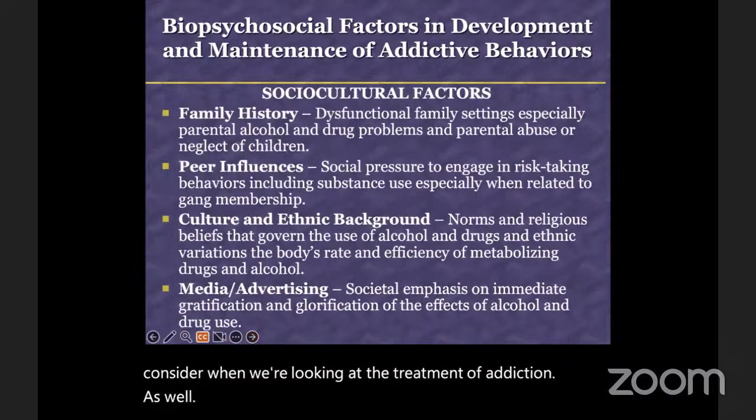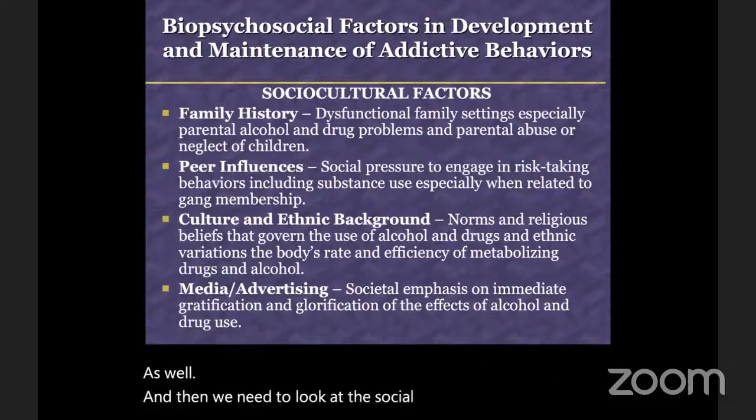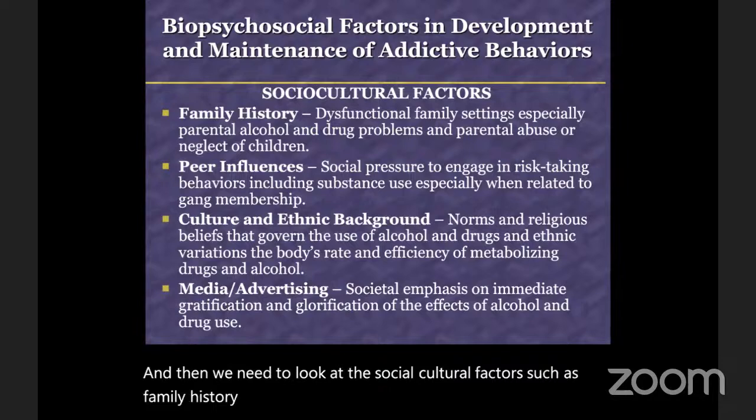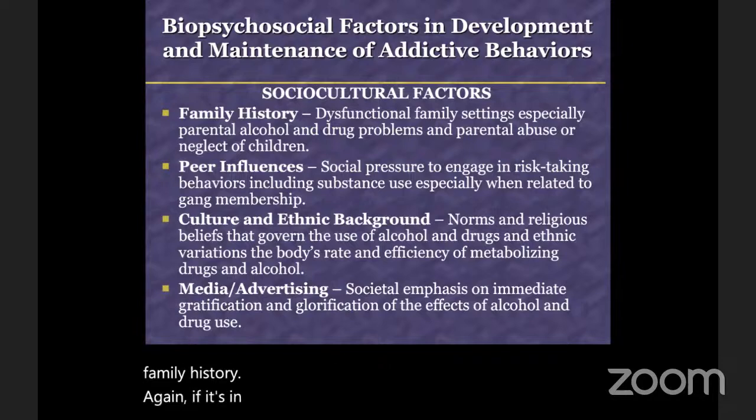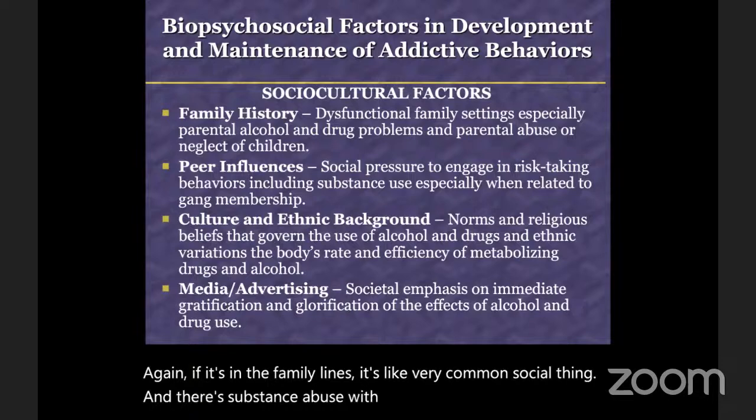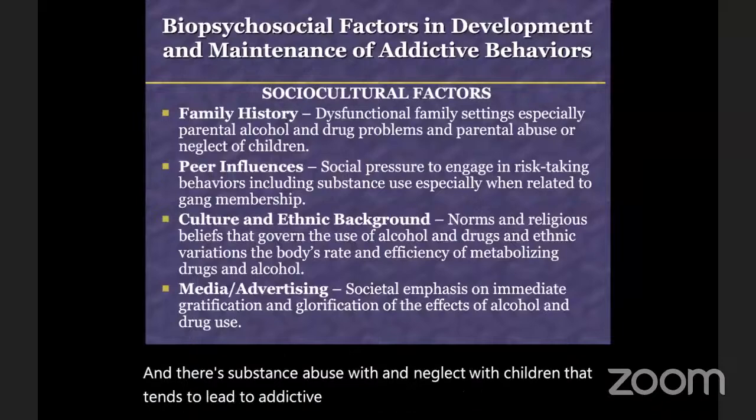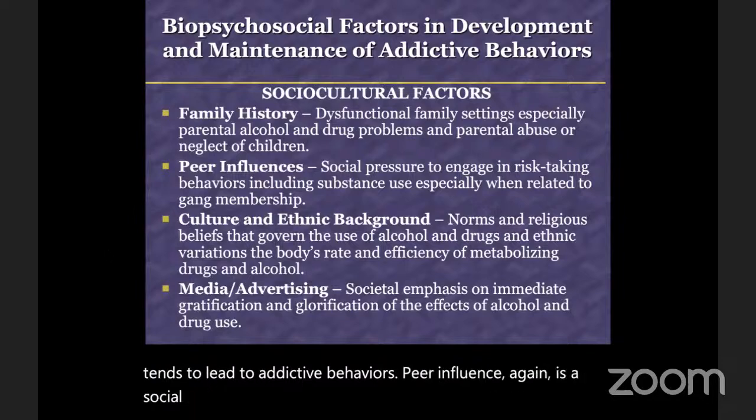And then we need to look at the socio-cultural factors, such as family history. Again, if it's in the family lines, it's a very common social thing. And there's substance abuse and neglect with children that tends to lead to addictive behaviors. Peer influence, again, is the social pressures to engage in substance use.